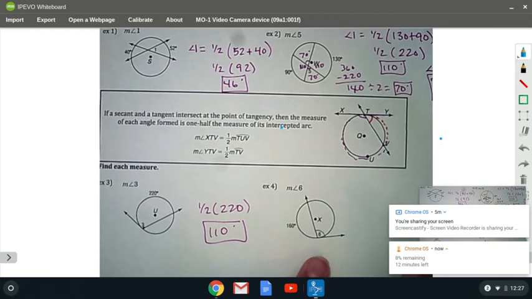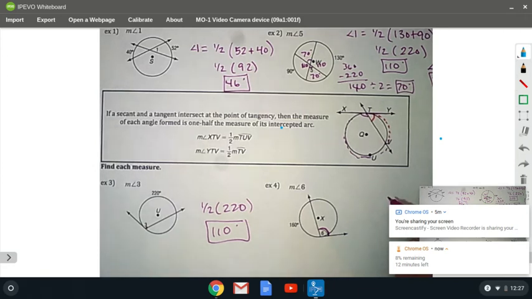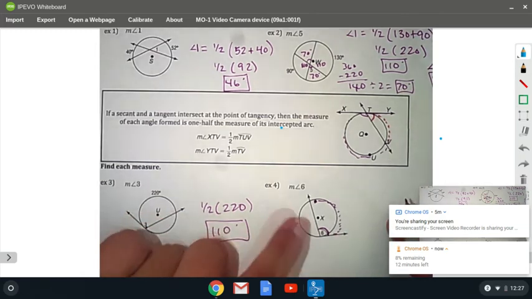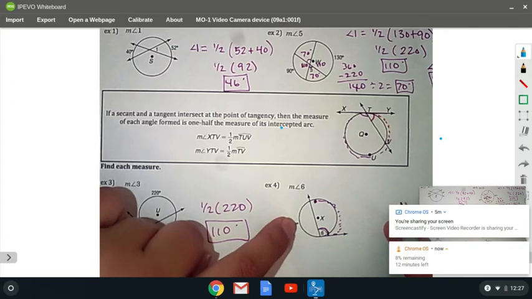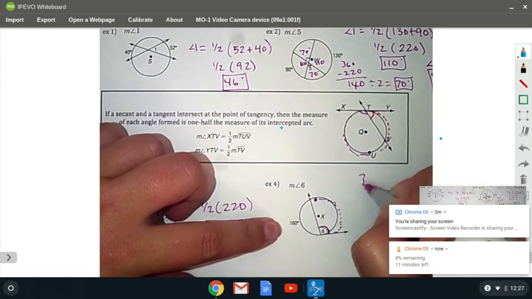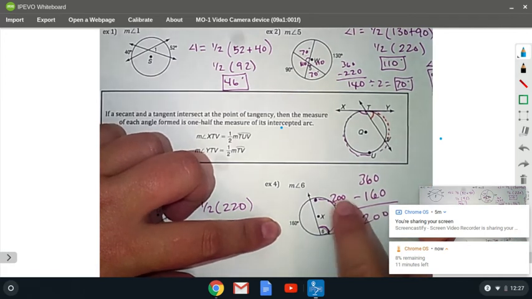Over here, I have 6. They want me to find angle 6, which means I would need this arc. They gave me this arc. That's not super helpful to me, but I can figure out what this arc is because I know that a whole circle is 360. So I'm going to do 360 minus 160. That gives me 200. That means this arc is 200.